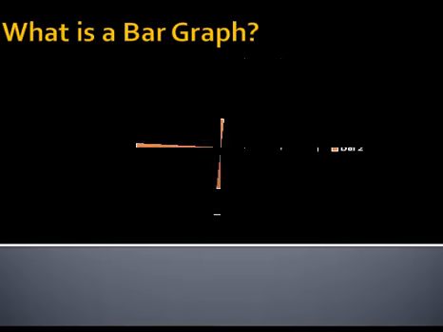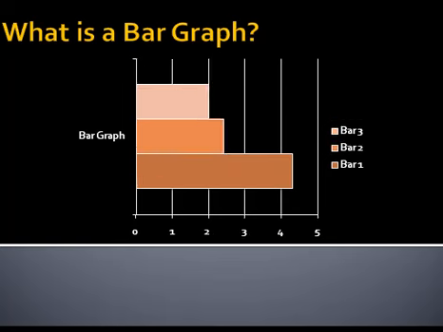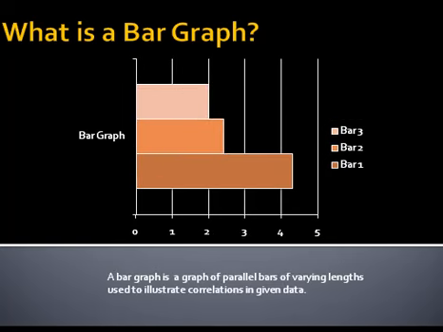What is a bar graph? A bar graph is a graph of parallel bars of varying lengths used to illustrate correlations in given data.